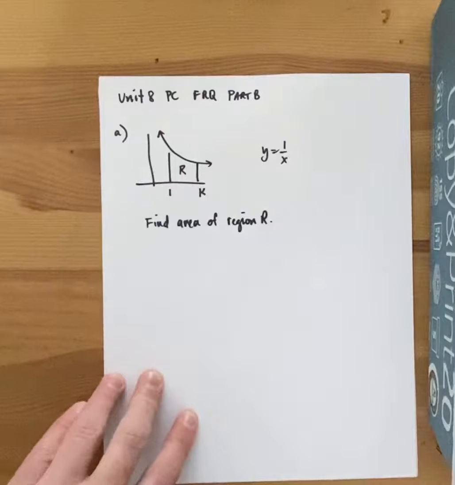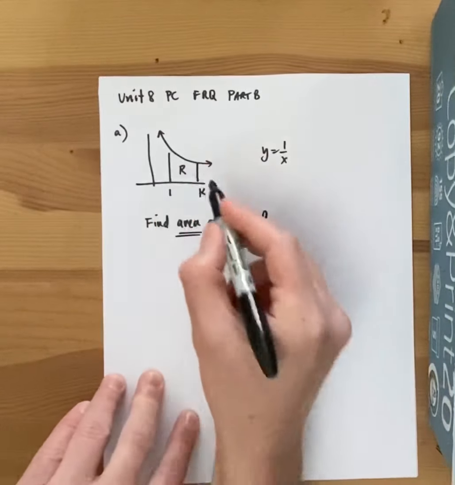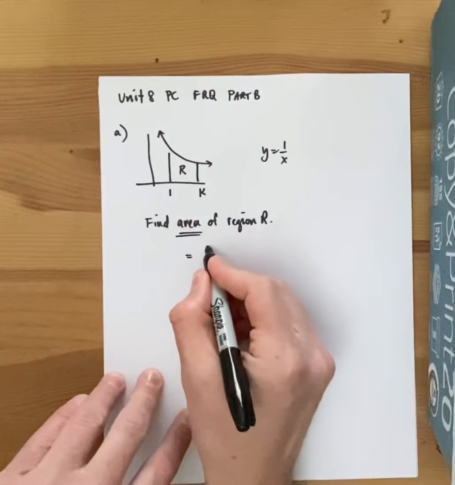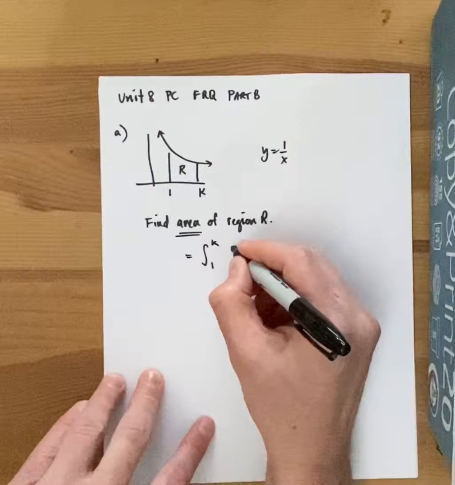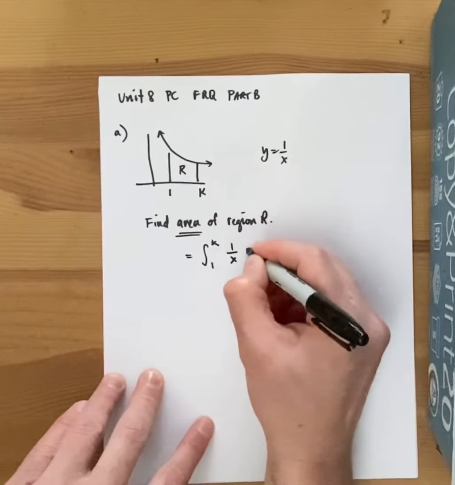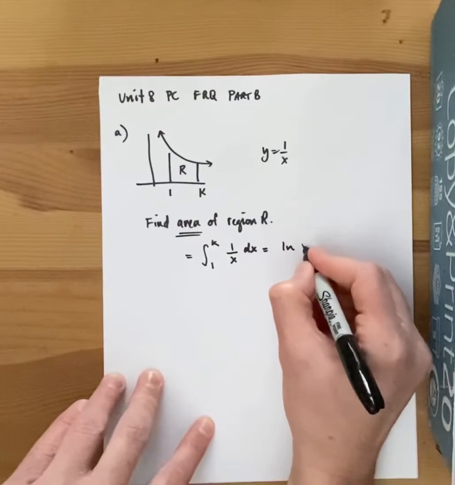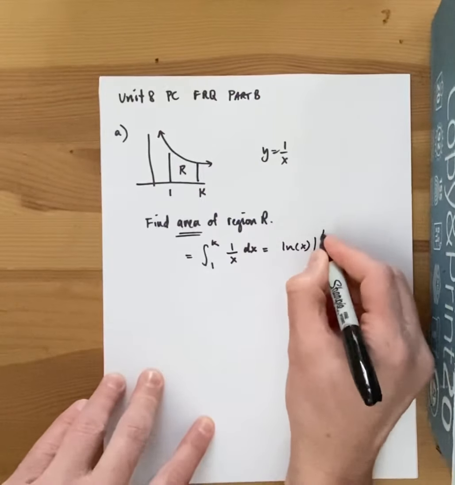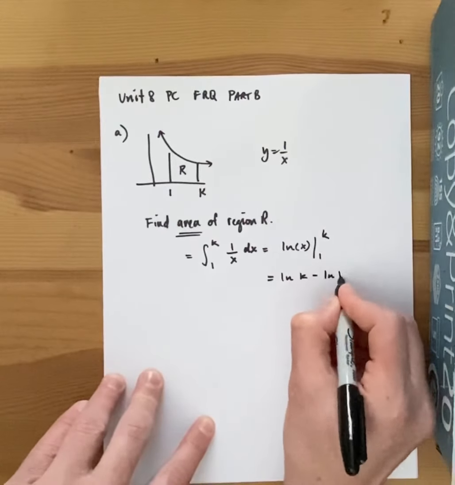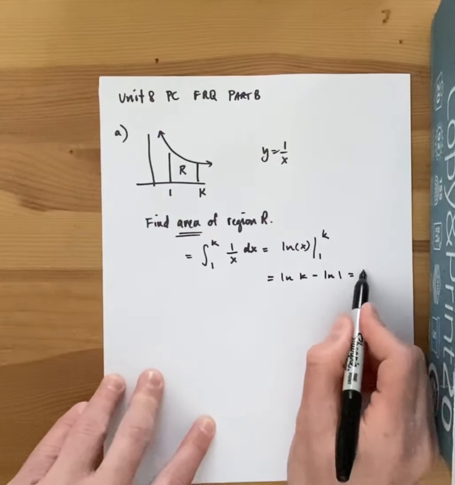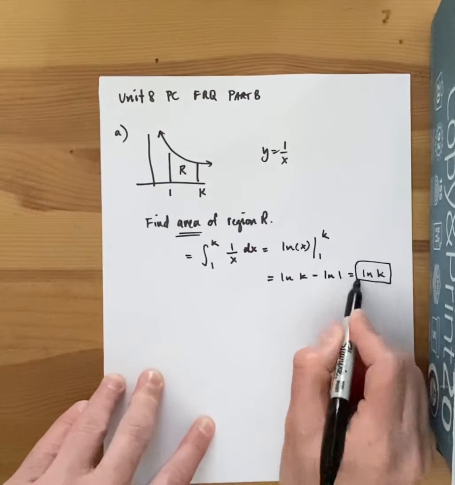Okay, so again, when we're doing anything with an area of a region above the x-axis, you could do an integral, 1 to k. And then in our case, it's going to be our function, 1 over x dx. So here we get ln of x from 1 to k. So it's ln k minus ln 1, which is going to give us ln k because ln 1 is 0.